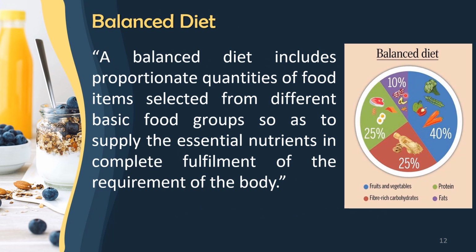If we think about the 4 basic food groups, we can make a balanced diet, which consists of proportionate quantities of food items from these four basic food groups, and which provides essential nutrients and complete fulfillment of the requirement of the body. 25% we should get from the proteins, 25% of dietary components or nutrients from the carbohydrate group, 40% from the fruits and vegetables, and 10% nutrients we should take from the fat. So this is the approximate percentage of four basic food groups and their components, which may help to make a balanced diet.